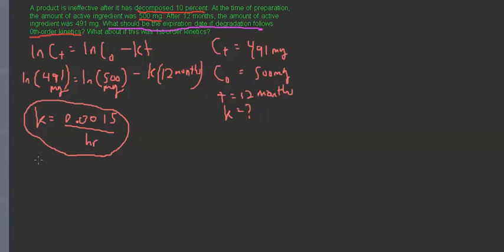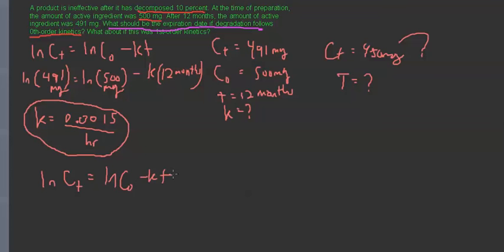Okay, so what do we do now? We use the equation again, and now we want to find how long it takes for the drug to get to 450 milligrams, right? My handwriting is so bad. All right, 450 milligrams. When does it get to that? That's what we want to know.